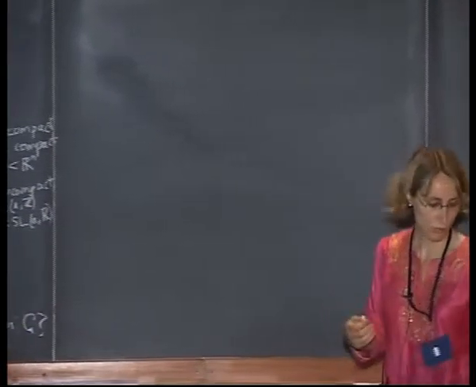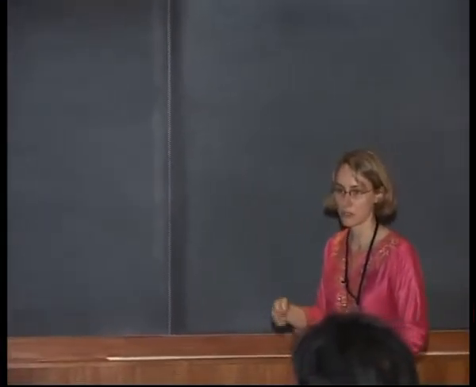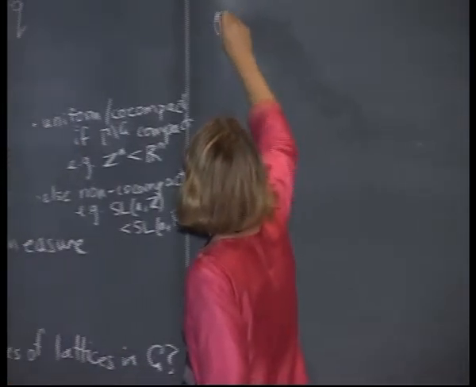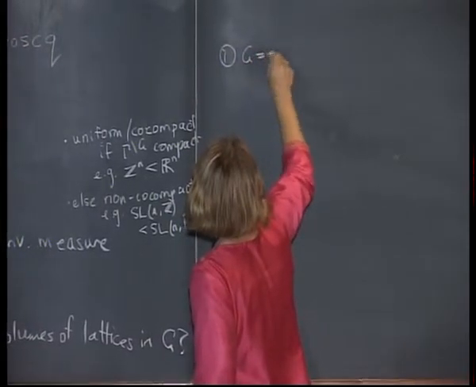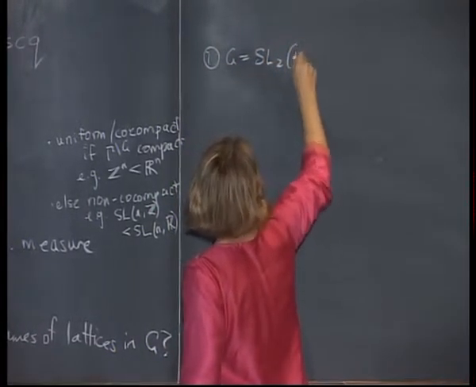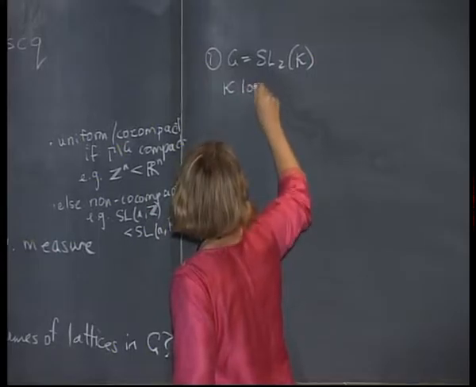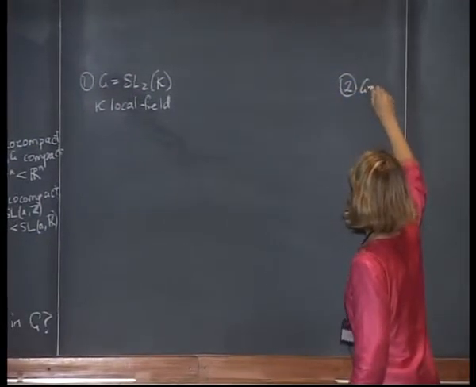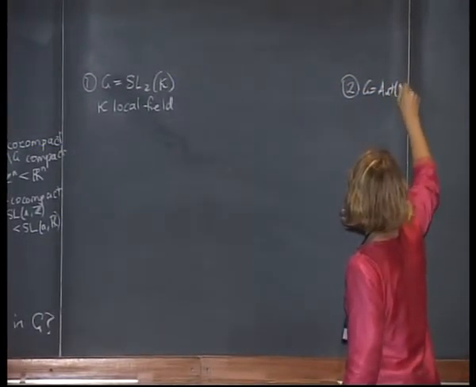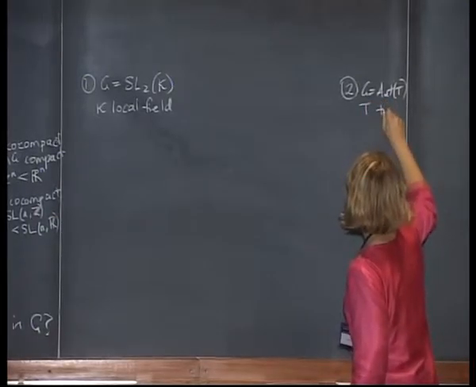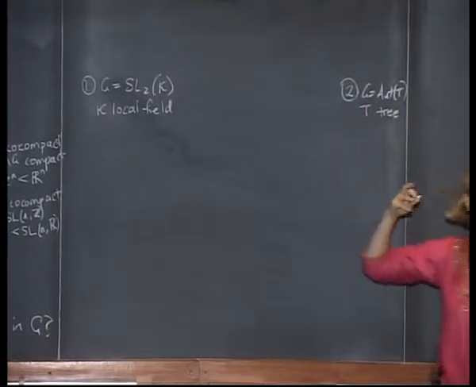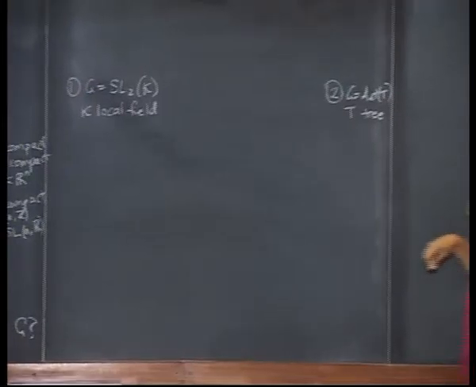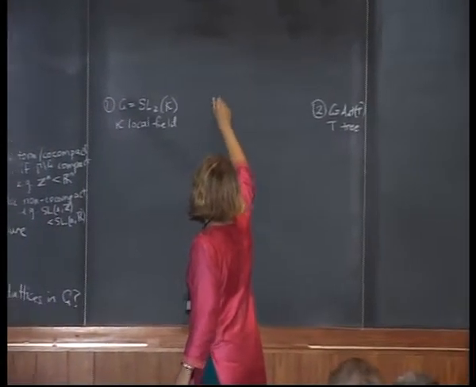I'm going to consider three classes of groups today. Our results are about the third class, but in order to put them in context, I'll first talk about the case where G is SL_2(K), where K is some local field. Then I will talk about where G is the automorphism group of a tree. So this is also a locally compact group, as I'll explain. And then the third case is where our results lie.